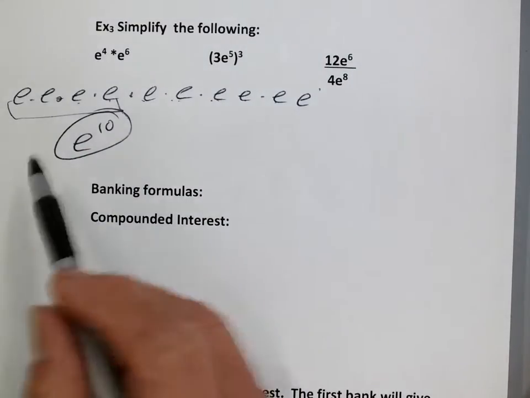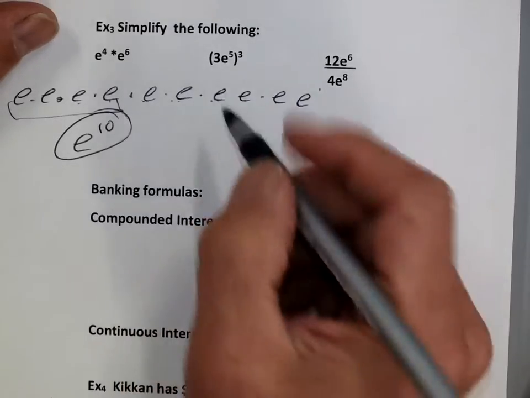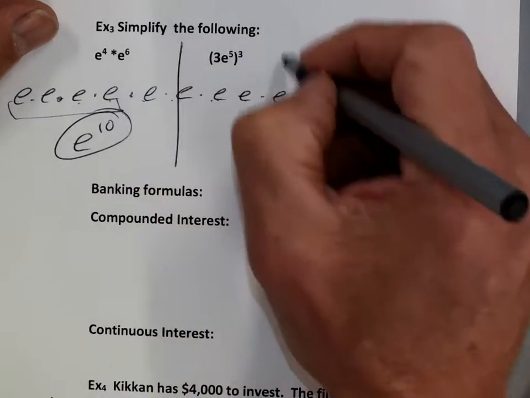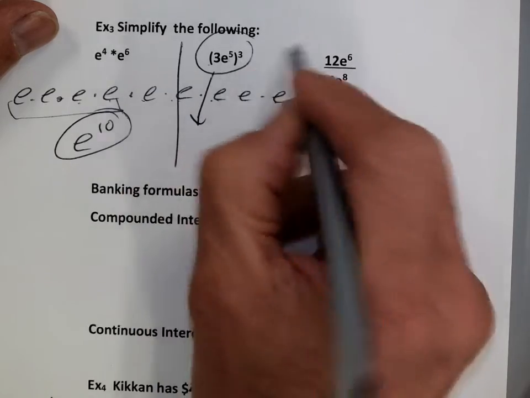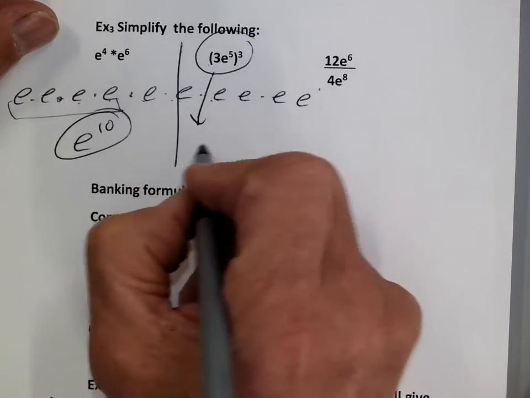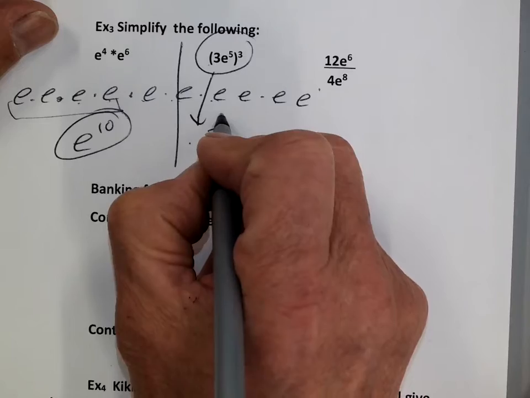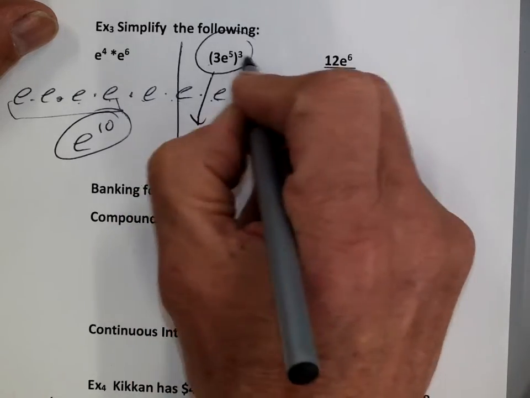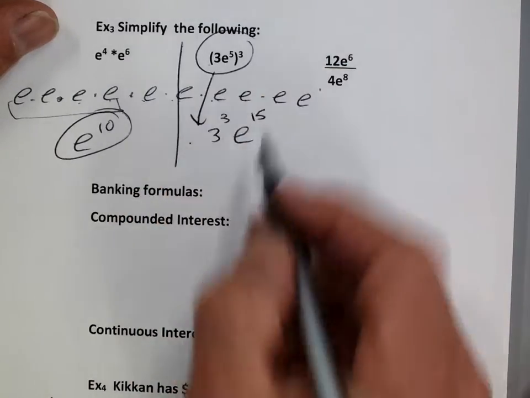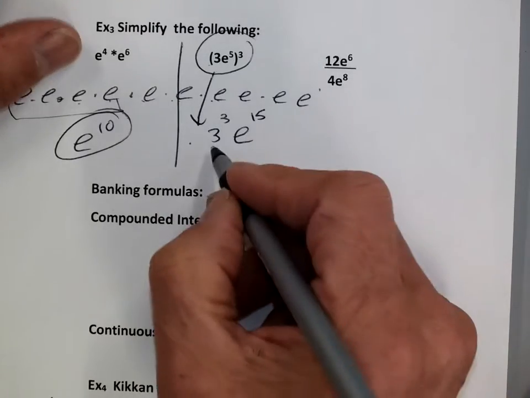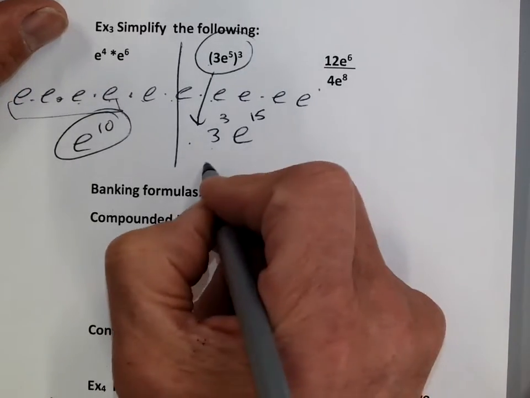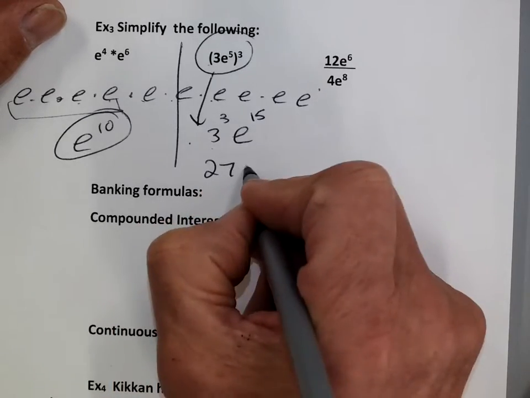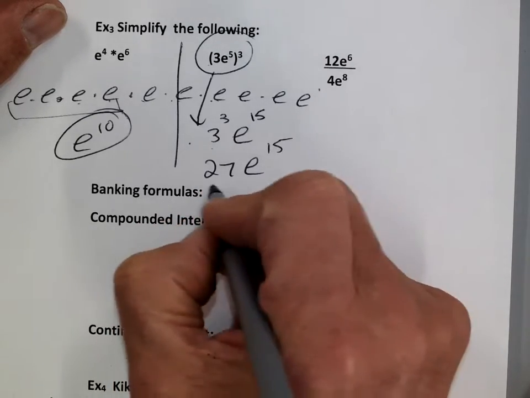Why did I do all that? To show you, because that was such a waste of my time. But let's look at 3. Since I ran out of room for 3, because I wrote all of this, I'll squeeze it in here. Well, I've got to remember, the cube goes to both. So I'm going to have a 3 cubed e to the 15, because I had an exponent to an exponent and multiplied exponents. 3 to the third is 3 times 3 times 3, which is 27 e to the 15.